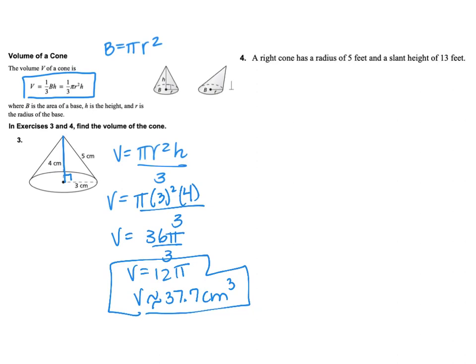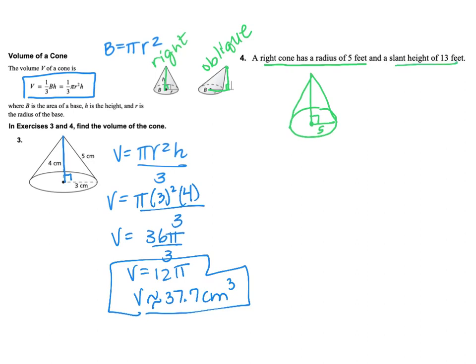Number 4, it's telling us we have a right cone with a radius of 5. Okay, so that looks like this picture here on the left where the height is perpendicular to the base, and the one on the right is oblique because the height here, you'd have to extend it outside of the cone to find the actual perpendicular height there. All right, this one has a slant height of 13 feet. So you may recognize this little right triangle right here. That is a Pythagorean triple. So if you remember, 5, 12, 13 always go together. So that means the height of the cone is 12.